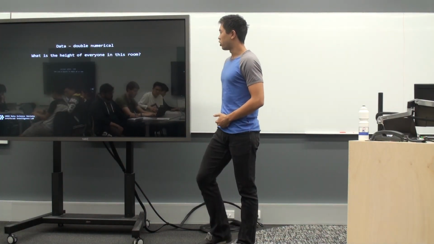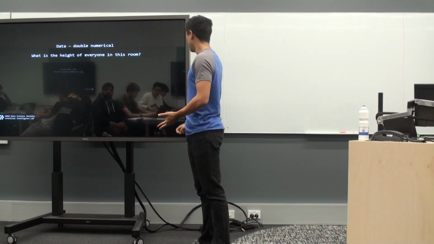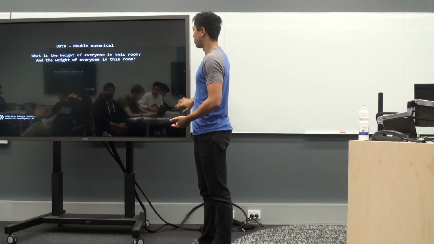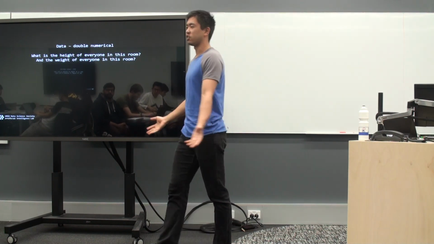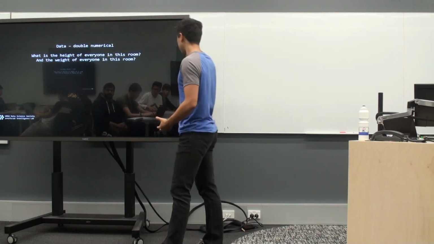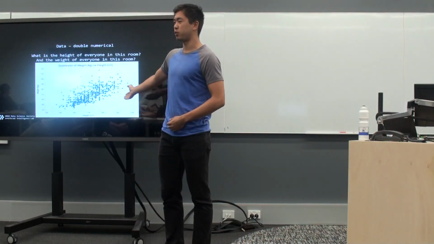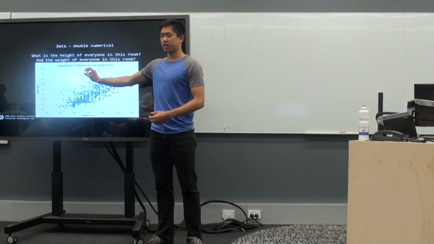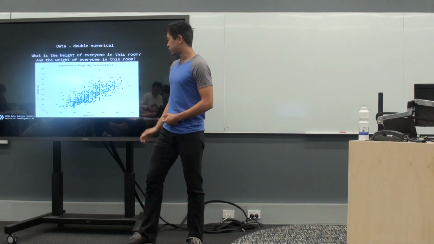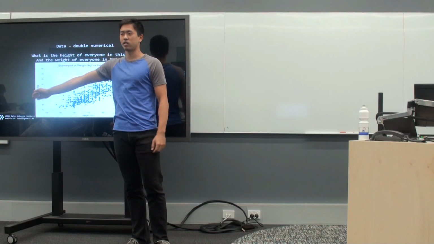Cool. So that was some summary statistics for if you just have a single variable. Now let's look at what happens when we have more variables. What is the height of everyone in this room and the weight? If instead of just collecting the data on your height, I collect the weight as well, how might that look? It might look like this. This is what's called a scatter plot. Each point represents one person, and that person's height is represented on the x-axis, and their weight is represented on the y-axis.